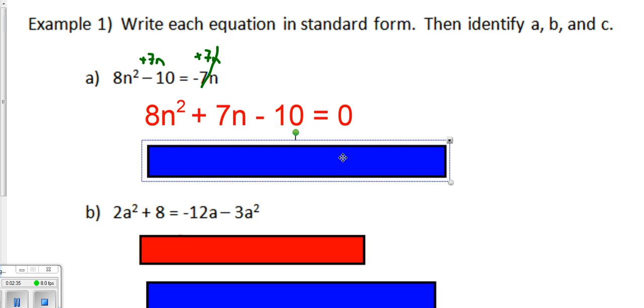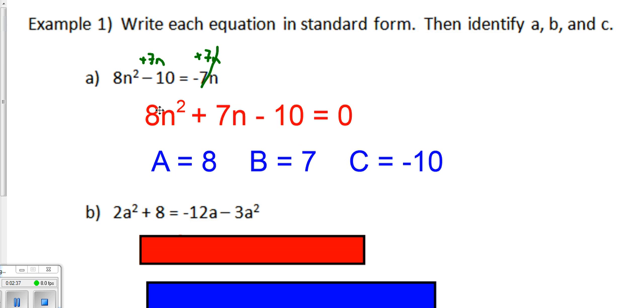Now that we have it in this form, our a value is 8, this piece here. Our b value is 7, positive 7, this piece here. And our c value is negative 10, this right here. Notice c is not 10, it's negative 10 because we have minus 10.